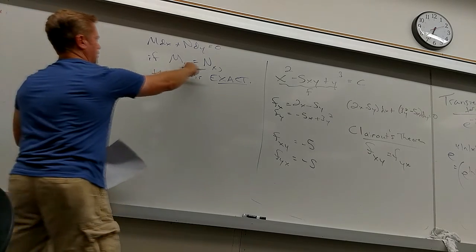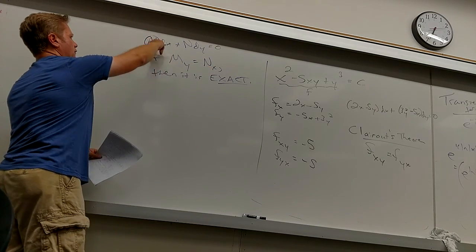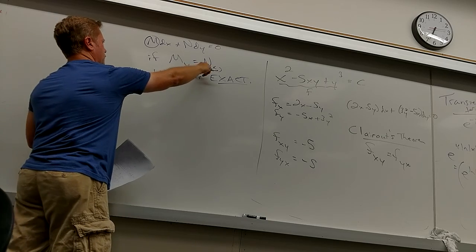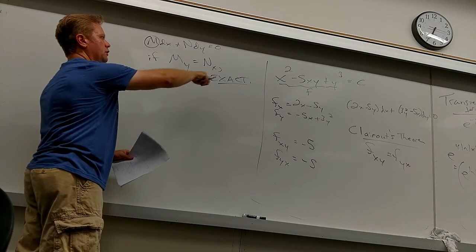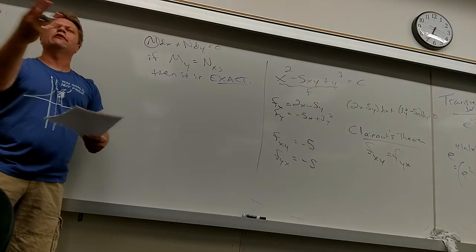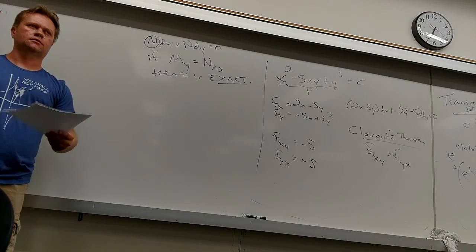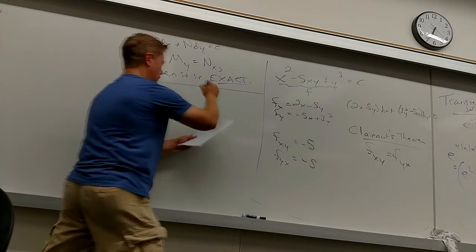And this is just checking. So M, I would assume, is fx. If I check fxy versus fyx, and they're equal to each other, then it's exact. There should be an f. I should be able to figure out what f was. Okay, so let's look at this here.